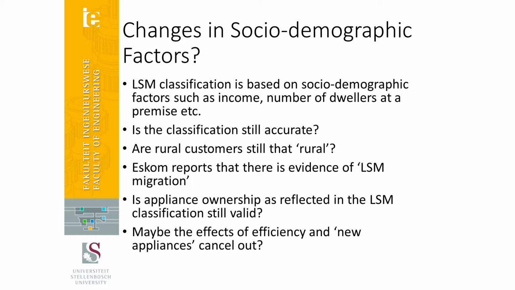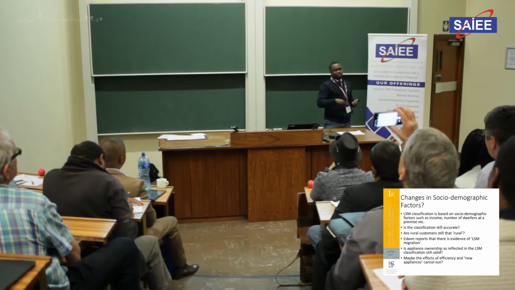Is that still valid? So from my engagements with some colleagues, I found out that Eskom is reporting that there's evidence of what they're calling LSM migration. So you find out that a rural customer is actually like urban, though they are still confined to the same geographic location, but the consumption in terms of the load has changed.